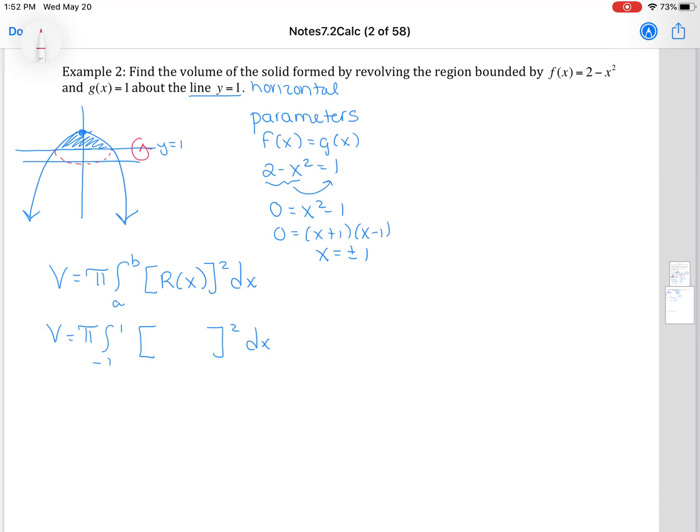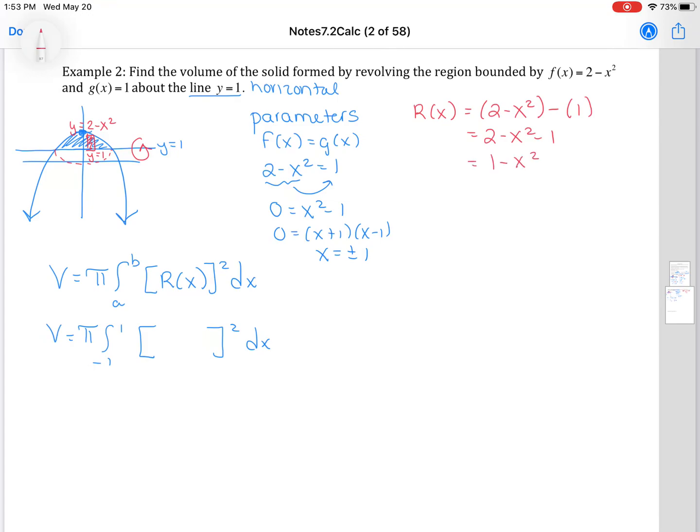Second thing we have to figure out is our R of x. So again, we're rotating it around this line. So you're going to have a mirror image on this side, so another lopsided sphere. So in order to calculate R of x, that is the distance from the function itself, which is 2 minus x squared, or y equals, to the line that you're rotating it around, which is y equals 1. So uppercase R of x is, again, the difference between the function and the line you are rotating it around.